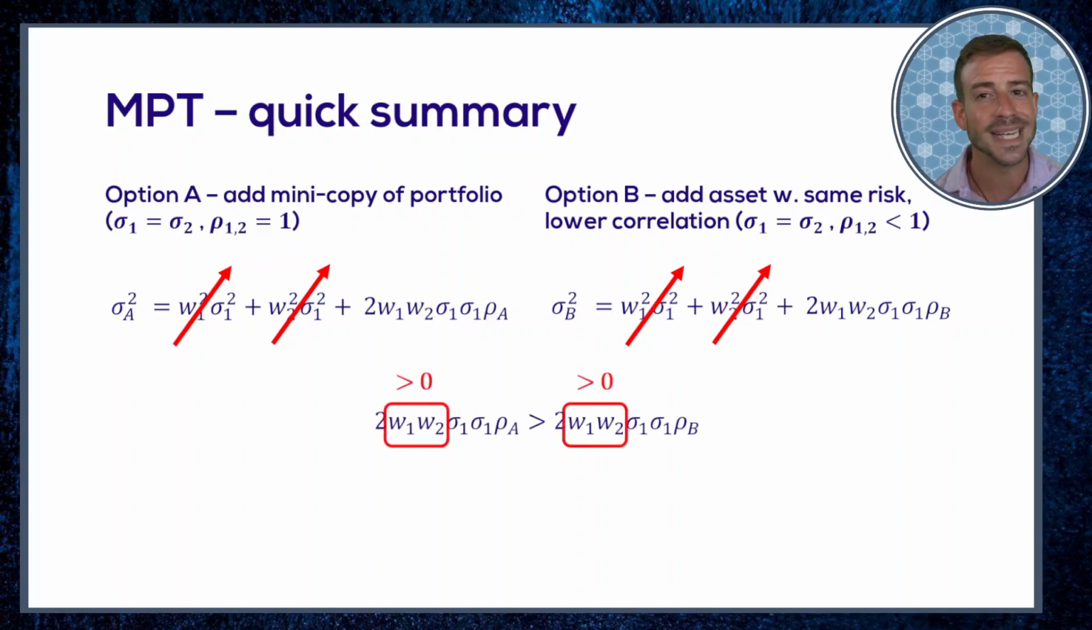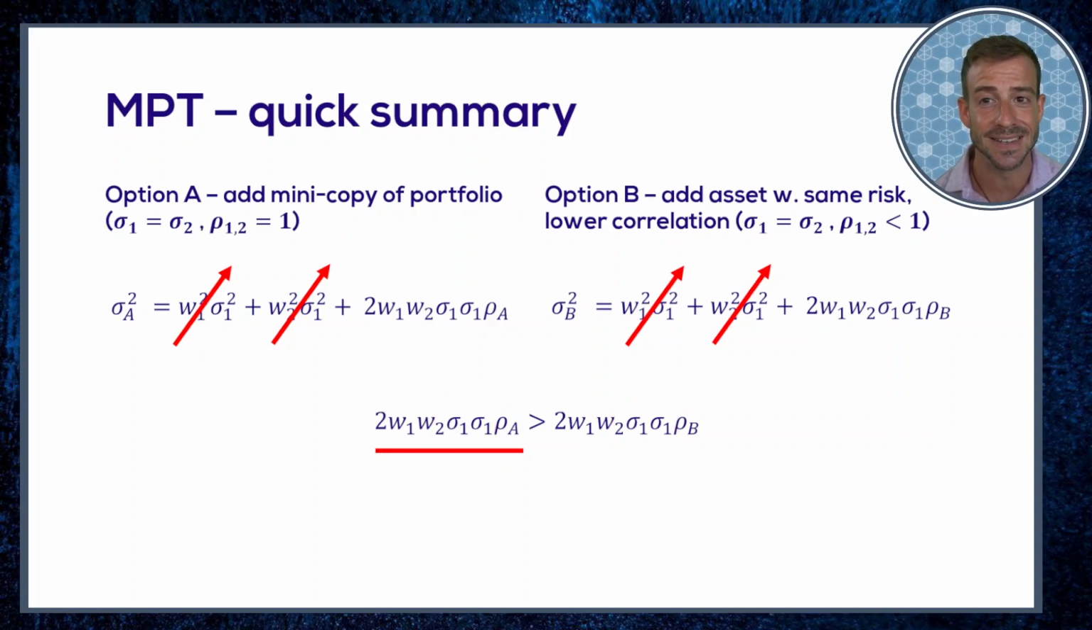Now, since all the weight and standard deviation terms are strictly positive and the same, we're left with the conclusion that option A is larger than option B just because its correlation is larger. And from there, it follows that the variance of the combined portfolio is larger for option A than it is for option B. And because of the way we set this example up, we know that this is exclusively attributable to the diversifying effect of the lower correlation measure that we have in case B.